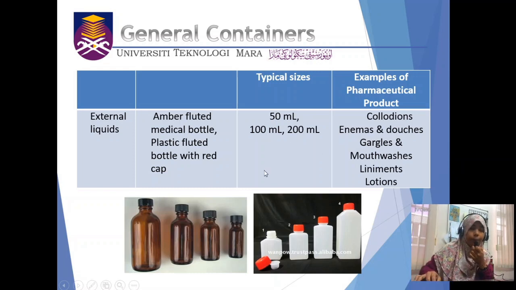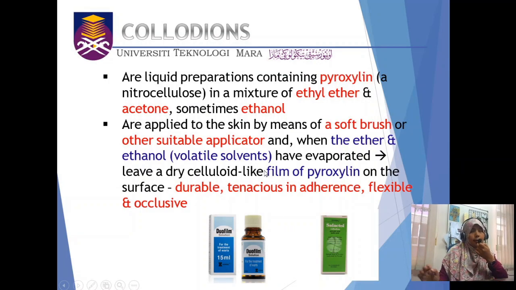Okay, next, the first preparation that we are going to discuss are collodions. Okay, collodions are liquid preparation containing pyroxylin, a nitrocellulose, in a mixture of ethyl ether and acetone, sometimes ethanol. So you can use either acetone or you can use ethanol.